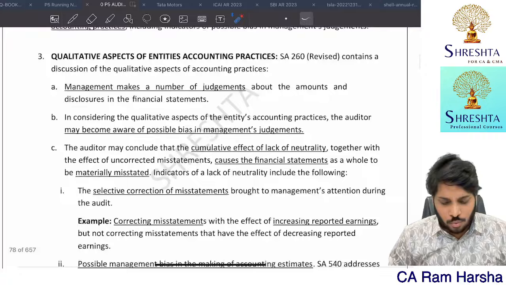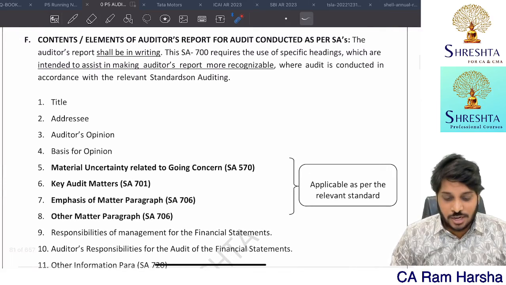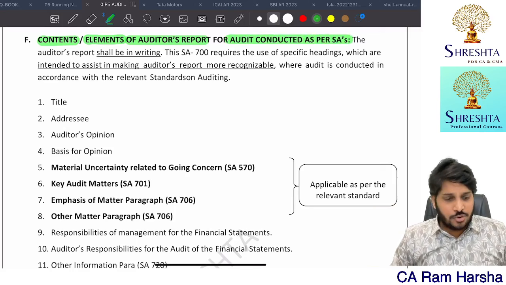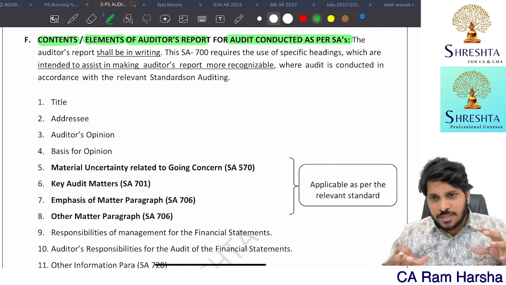So what is an audit report? How does an audit report look? So this is the audit report, simple. What are the contents or elements of an audit report for audits conducted as per standards on auditing? If you are doing an audit as per standards on auditing, what is the format of the audit report? What contents will be there in the audit report? That's the question.